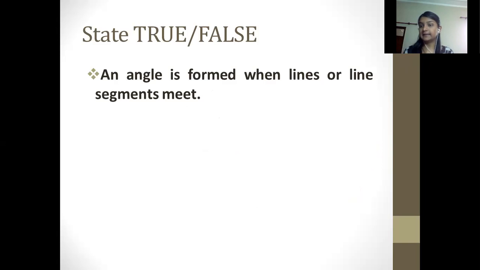Yes, exactly. It actually makes angles. You are absolutely right. You can observe that if I'm joining two lines or line segments, it is making some angle. It could be here, it could be here. So it is forming some angle. Excellent, students who have opted for the true option.